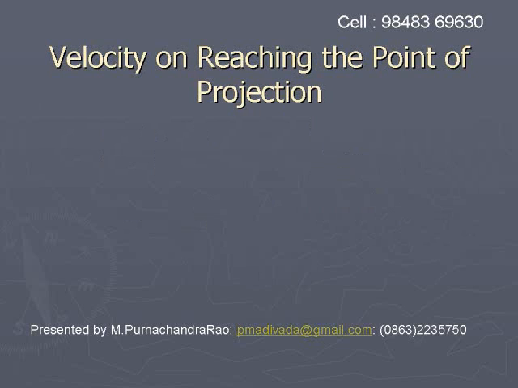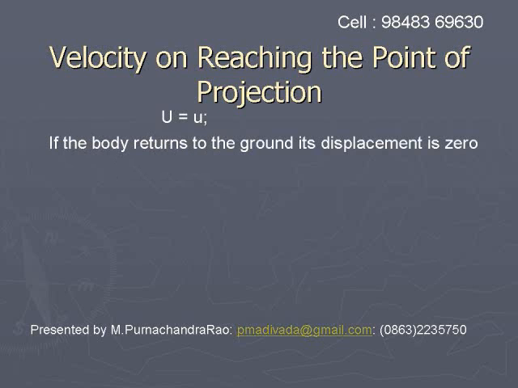Velocity on reaching the point of projection. This can be derived from another point of view. Let us suppose the velocity of projection is u. If the body returns to the ground, then its displacement will be 0. If we consider initial velocity as the velocity of projection, on reaching the ground, its displacement becomes 0. So let us calculate final velocity.